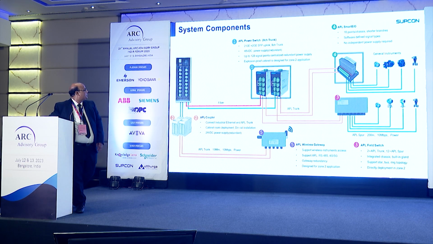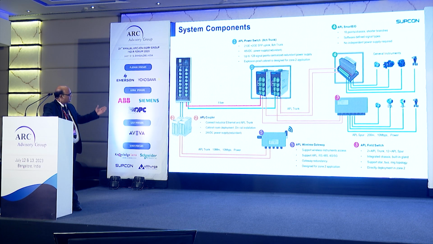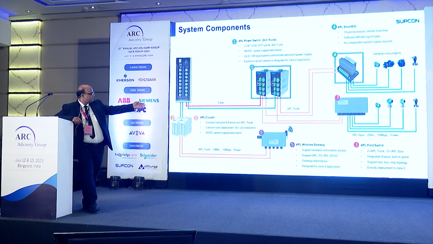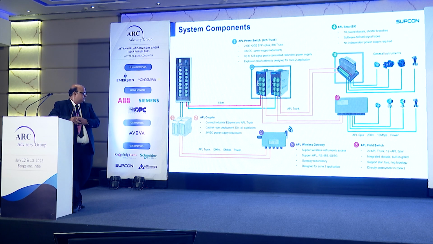These are the system components of the APL, the advanced physical layer. First is the DCS with the controller. Then we have the APL coupler and the APL trunk up to 1000 meters with 10 Mbps and power. You can connect the APL field switches as well as the APL wireless gateway. Again, through the APL, if you are using optical fiber, you can connect the APL power switch, and through this, through the smart EIO, you can connect your general instruments, or you can connect the APL instruments, with the APL spur running up to 200 meters. So this is the simplest network we have in our plant.